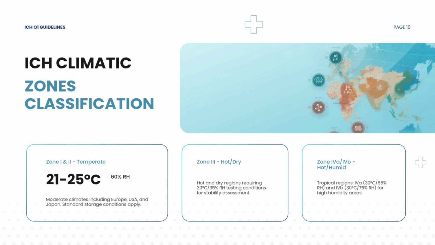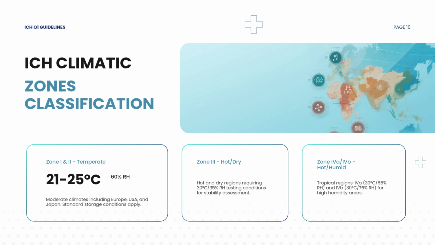These are temperature zones, which include regions like Europe, the USA and Japan. Here the standard storage conditions are between 21 degrees to 25 degrees with 60% relative humidity. These zones represent moderate climates where typical storage conditions apply.